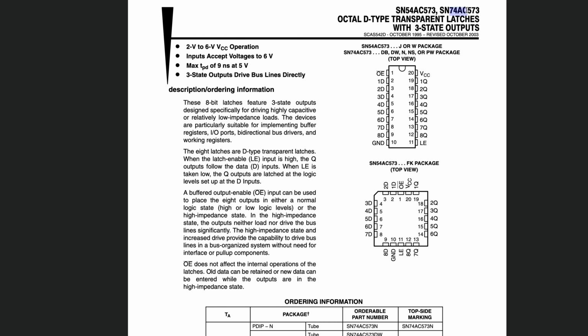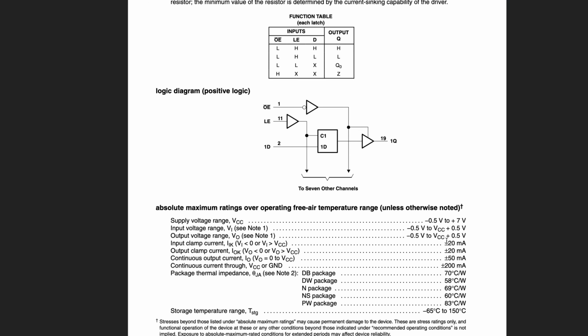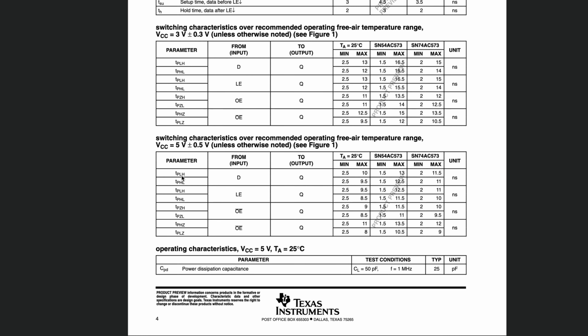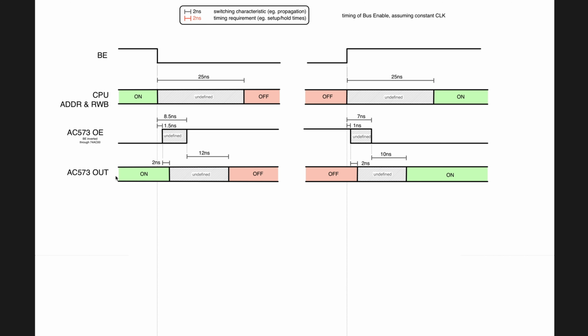And so if we look at the datasheet for the 74AC573 in the switching characteristics at 5 volts, you can see that the buffer turning on takes at worst 2 to 10 nanoseconds, and the buffer turning off takes at worst 2 to 12 nanoseconds. So this is the behavior of the latch. You can see that it will take at most 20.5 nanoseconds to turn off, and at most 17 nanoseconds to turn on. So we are faster than the CPU, so that's good.